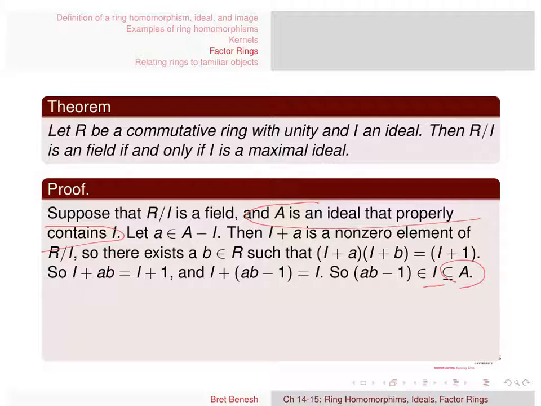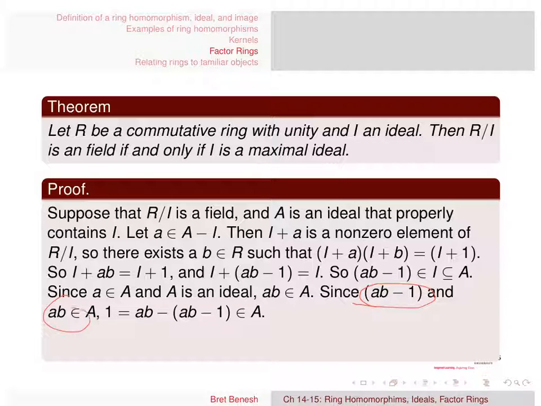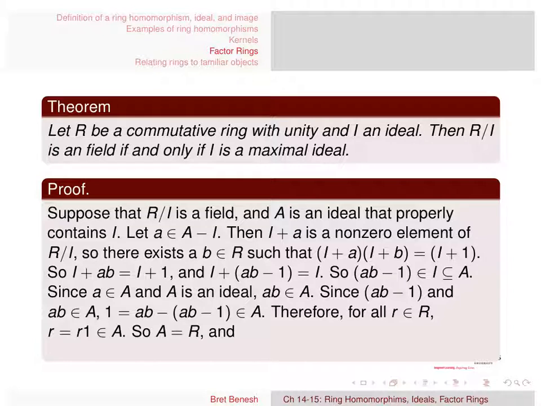What happens next? a is in A. By the absorption property, ab is in A. So since I have this in A and that in A, 1, which equals this element of A minus the other element of A, has to be in A. Therefore, all of R is in A. Since any r is equal to r times 1, and since 1 is in A, I can use the absorption property to get r in A. So I get that A is equal to R.